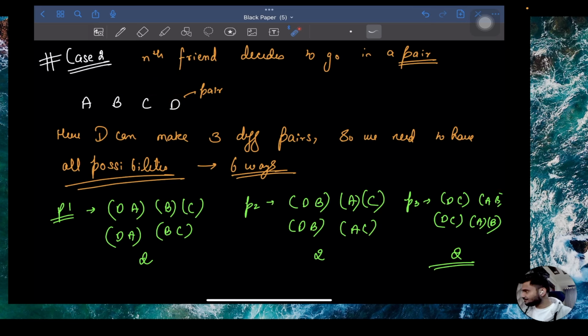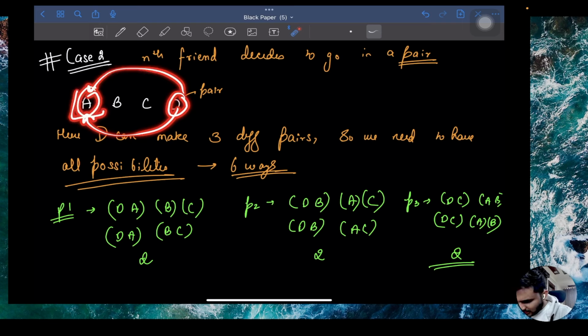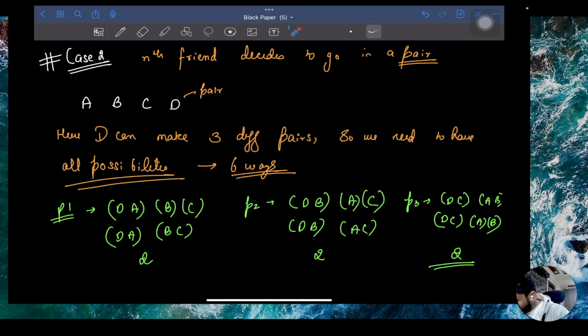Can I say that? Now, if you carefully see, whenever D makes a choice, D locks an element or D locks a friend. Can I say that? For example, when D made a choice that I want to go with B, D locked B. So how many elements are remaining?